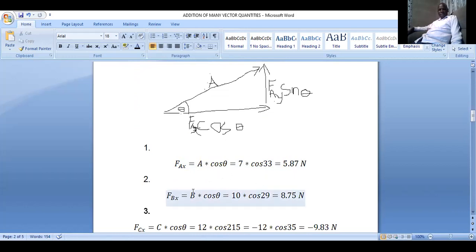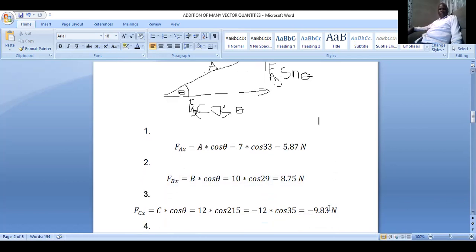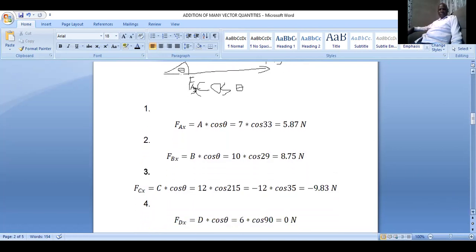All we're doing now is to resolve all the forces into the x-axis. It's a basic concept, but it's very important for us because it has an application in future where we'll have to apply it. Force B is force B times cos theta, which is 10 times cos 29, which is 8.75 newtons. Again, we can resolve force C.